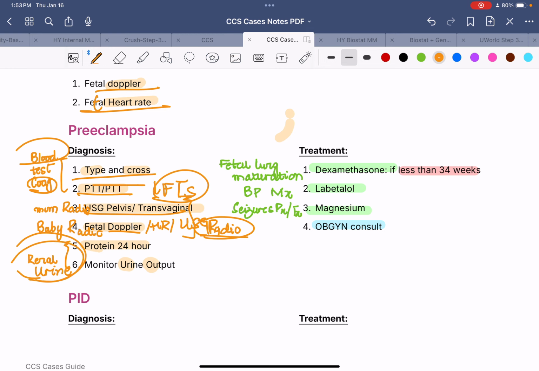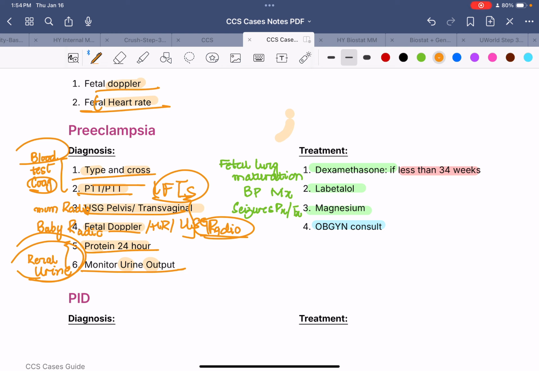And since, of course, we know that preeclampsia involves the renal system, we will do a 24-hour protein test as well as monitor the patient's urine output. And do not forget to admit the patient. If she is serious, admit her to the ICU, or if she is stable, then admit her to the inpatient unit, because you cannot do this 24-hour protein along with monitoring the urine output if the patient is in the outpatient department. Moreover, the patient is at risk of developing eclampsia and seizures and intrauterine fetal death. Therefore, we need to admit this patient, right?